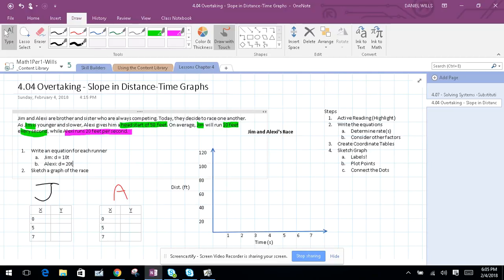B, it says consider any other factors. In this case, we went and we saw that Jim gets a head start of 50 feet. So we go ahead and we plug in a plus 50 for Jim. And now we have our two equations.